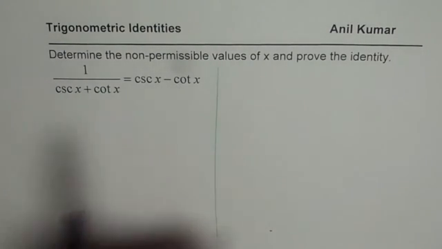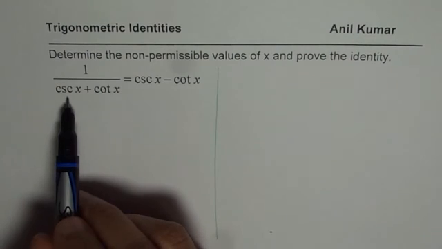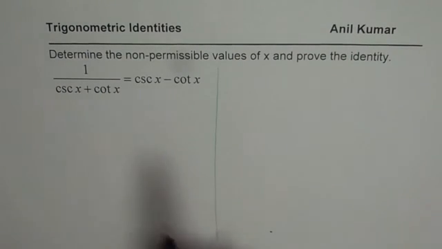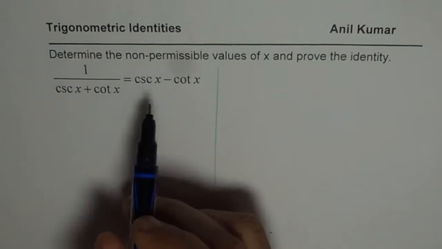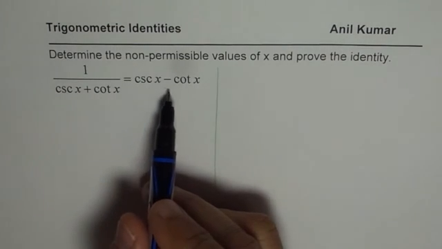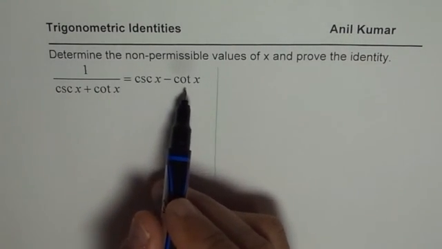Now, solving, we could follow a couple of methods. One method is to break up cosecant and cotangent in terms of sine and cosine. That is one particular method which could be adopted. The other one is to use the Pythagorean identity for the reciprocal functions, right?